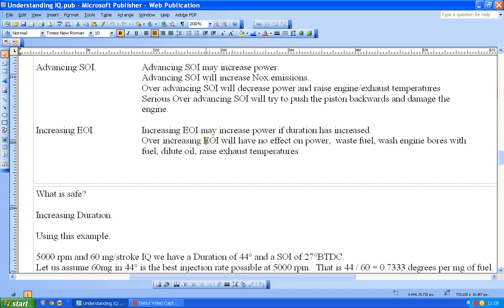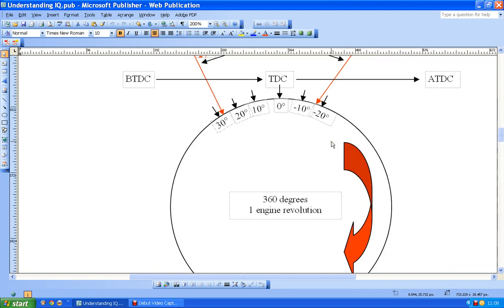Over-increasing the end of injection is the big problem though, because you'll have no effect on power at all, because what will happen is the piston will be on its way down past the maximum pressure point when you create your bang over here somewhere, and the piston's already going down here. Now that bang is chasing the piston to try and push the piston, but of course at high revs that piston's moving very fast. So your bang is going to struggle to meet the piston because the piston is running away from it. So there is a good chance that you will now not be adding anything to the engine at all.